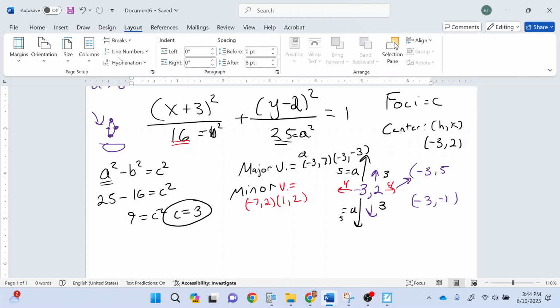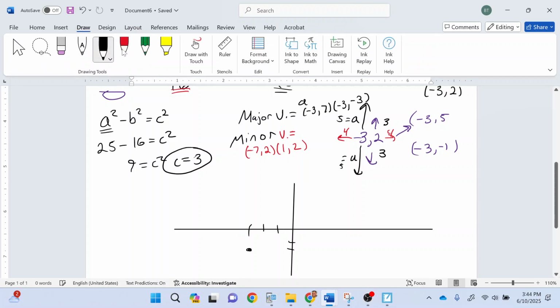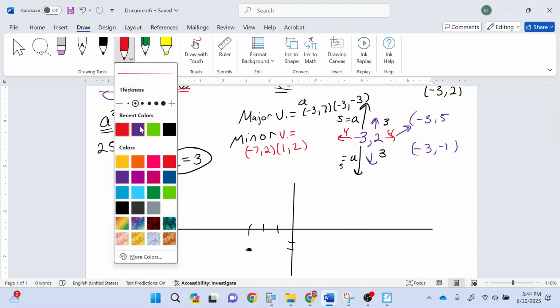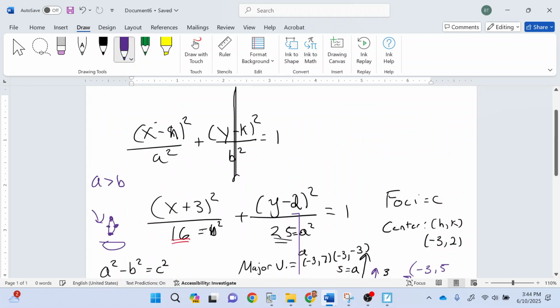You have these points here, so now you could kind of graph. I'm just going to do a very basic sketch right here, where I know my center is negative 3 comma 2, so somewhere down here. I know my major vertex is going to be negative 3 comma 7, so up here. Oh, I messed up the graphing so bad, I apologize. It's negative 3 comma 2, so it should be up.